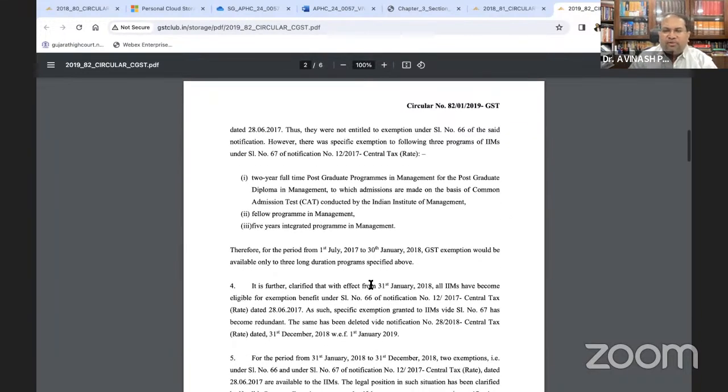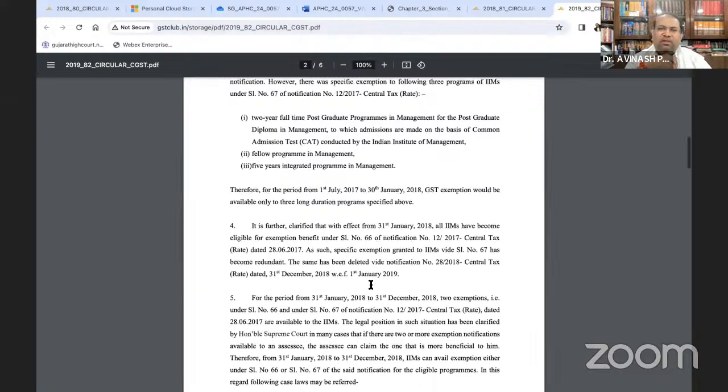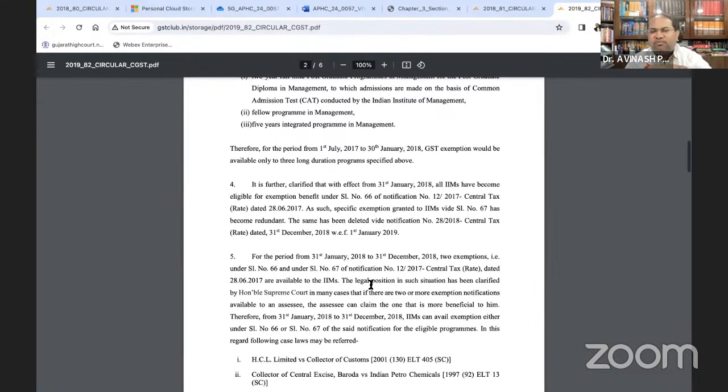number 67, which were the 2 year full-time postgraduate programs in management, the postgraduate diploma in management, to which admissions are made on the basis of the common admission test, which is CAT, conducted by the Indian Institutes of Management, or the fellow program in management, or the 5 years integrated program in management. For these three, the exemption was there. Therefore, for the period 1st July 2017 to 30th January 2018, exemption would be available only to the three long duration programs which are specified above.